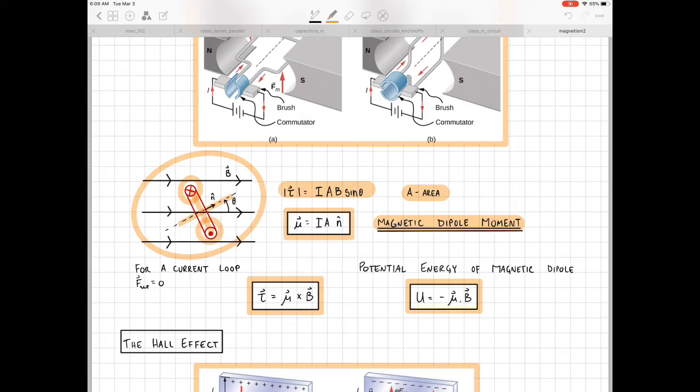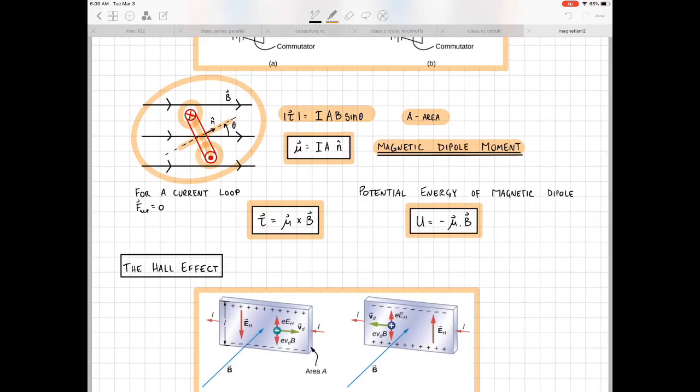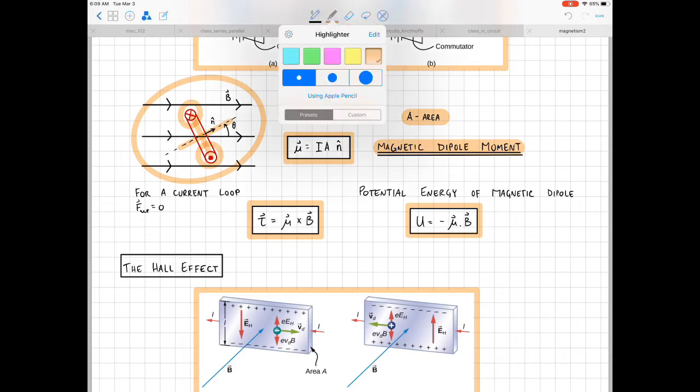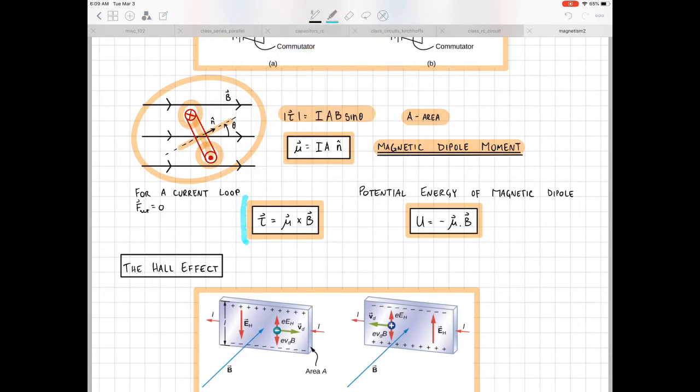It's perpendicular to the loop. And so if we use that definition for the magnetic dipole moment, then you can rewrite the torque on your loop of wire in a magnetic field as torque equals the dipole moment mu crossed into the magnetic field. And relatedly, you can also talk about the potential energy associated with your loop being placed in a magnetic field, and that's mu dotted into the B field.